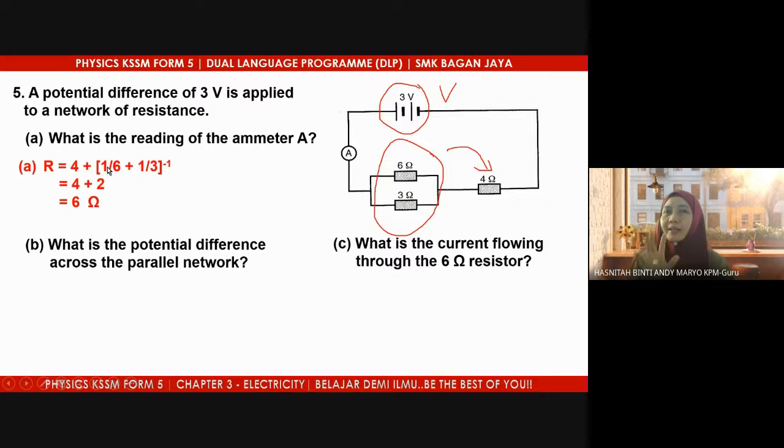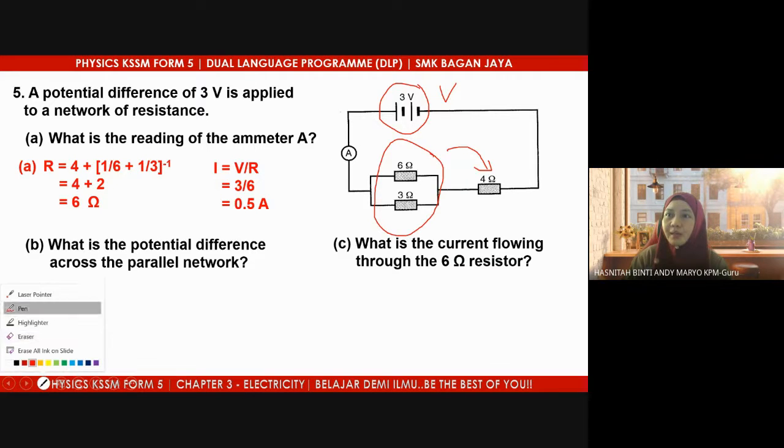To find the current, first, as usual, find the effective resistance. We have 6 and 3 in parallel, and then they are in series with the 4 ohm. So the effective resistance is 6 ohm. Then how to find the ammeter reading? Ammeter reading means current flow. Remember, the ammeter reads current flow through the circuit. Yes, very good. So I equals V divided by R, the voltage is 3, effective resistance is 6. So 0.5 ampere reads here.